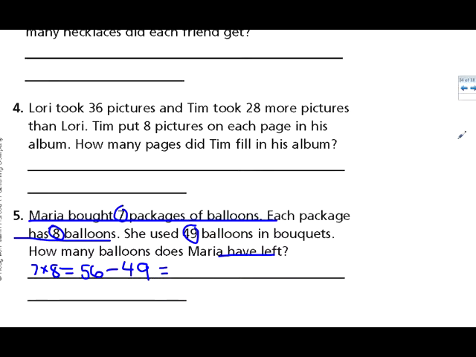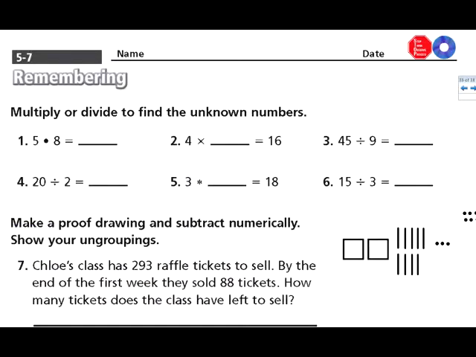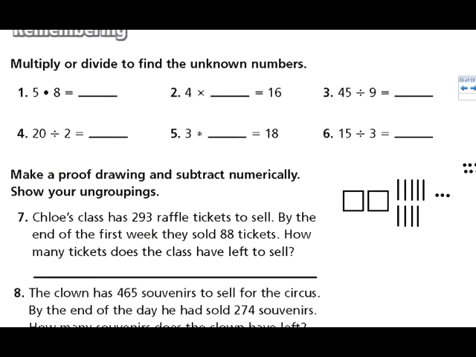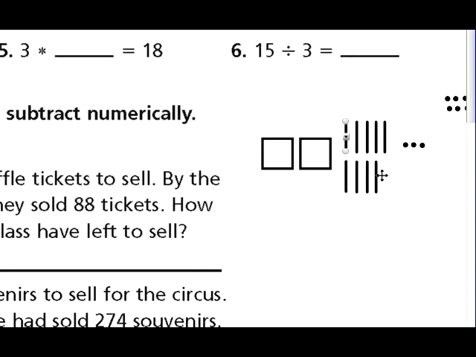One more look at how to do that. Here's the remembering part. I wanted to do this proof drawing with you just so we can practice. Chloe's class has 293 raffle tickets to sell. By the end of the first week, they sold 88 tickets. How many tickets does the class have left to sell? Got this proof drawing already set up. I've got 200, 5 plus 4 is 9, 90, and 3.